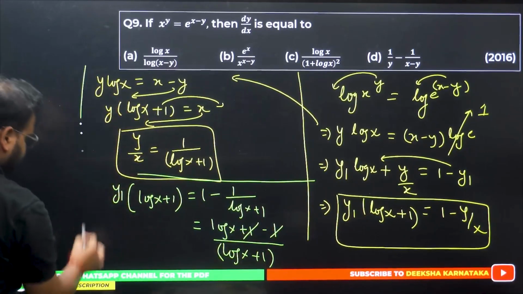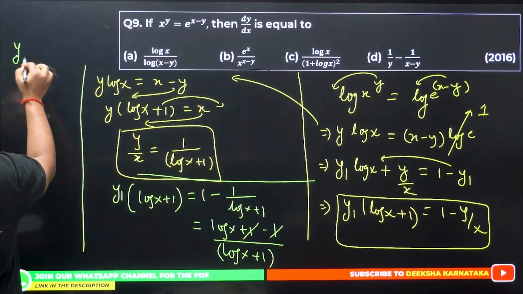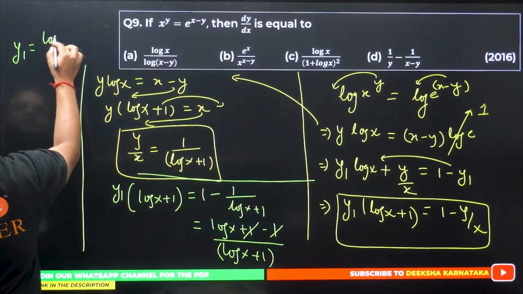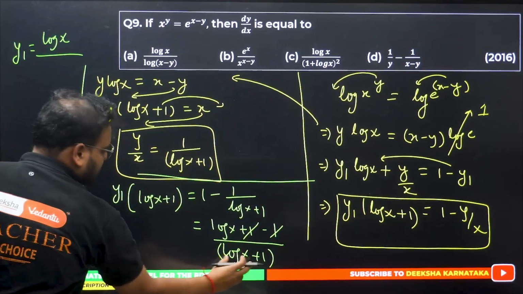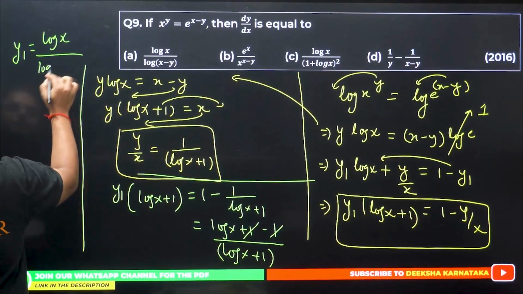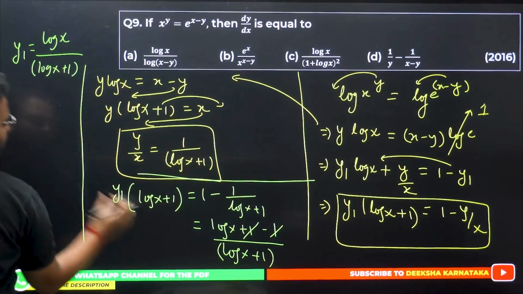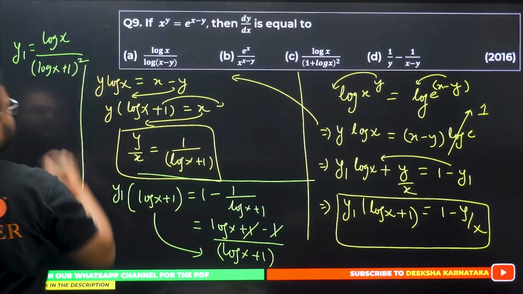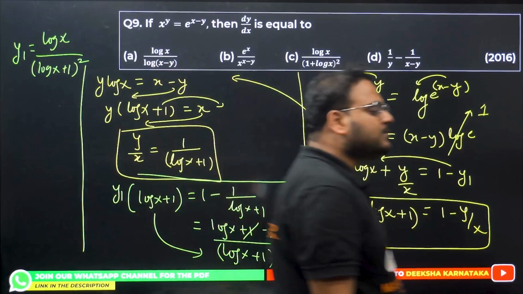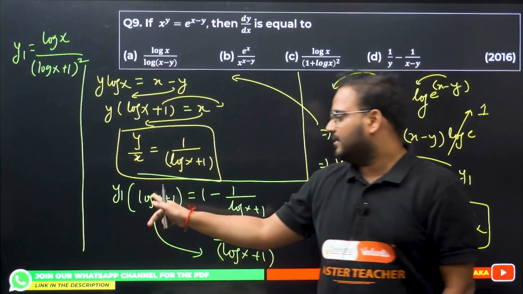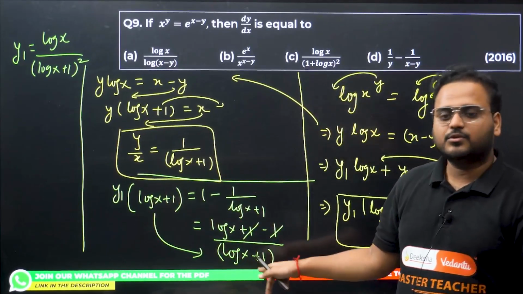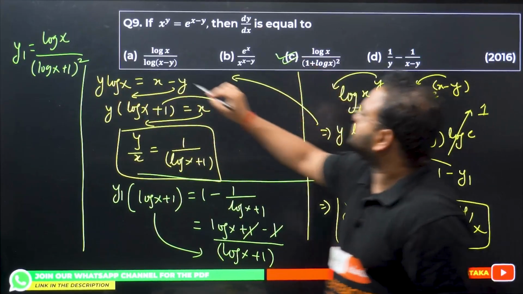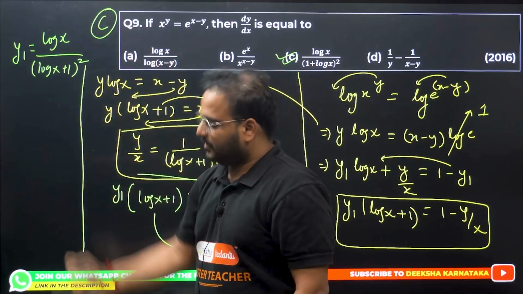Last step. Check this out. I am writing the value for y1. What is left now? The numerator is simply log x. What about the denominator? This is log x plus 1, and one more log x plus 1 from here also comes on this side. It will become a whole square. The log x plus 1 on the side of y1 is multiplied, comes here, becomes division again. So whole square. The answer will be option number C.